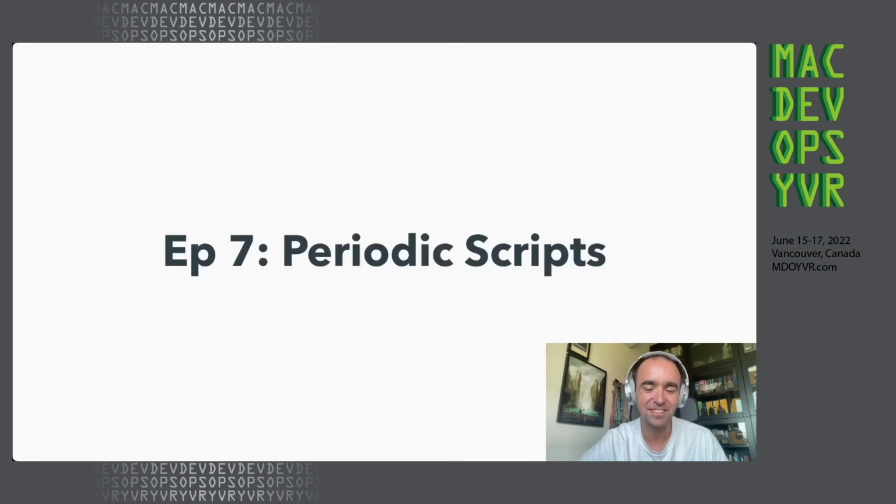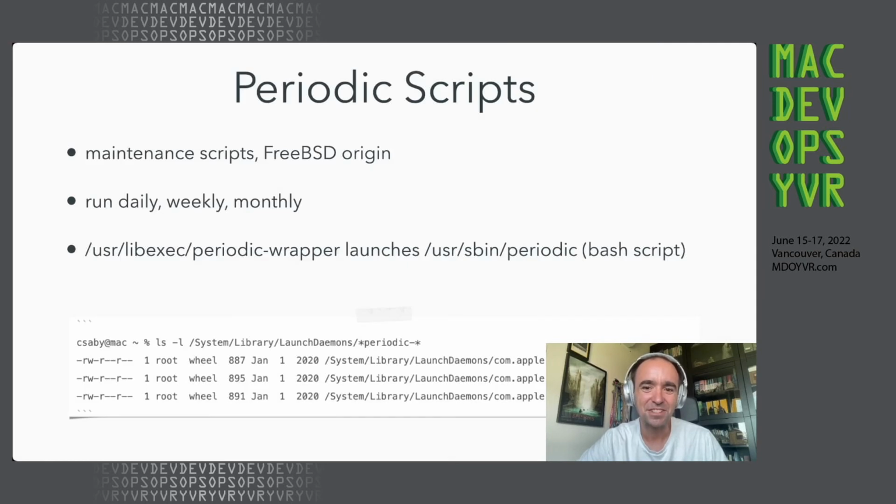Next one, the seventh: periodic scripts. PEM was one of my favorites, and periodic scripts are my other favorite persistence, because I used to abuse it for exploitation. It's a pretty nice place to use for weaponization. But what are these scripts? They have a FreeBSD origin, I believe, and they are basically maintenance scripts in the operating system, executed daily, weekly, and monthly. Each has its own launch daemon, so they will be run as root.